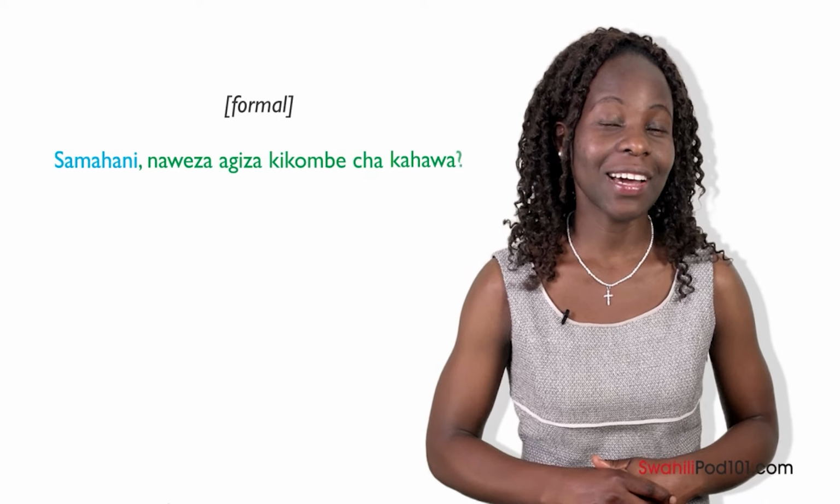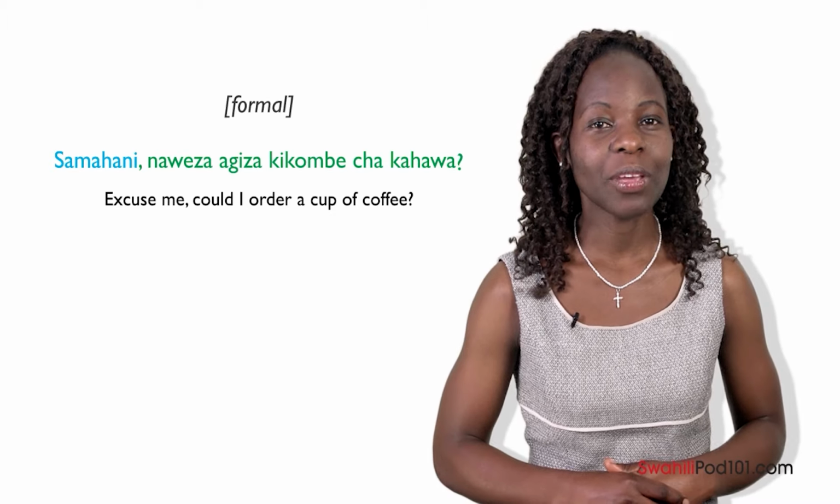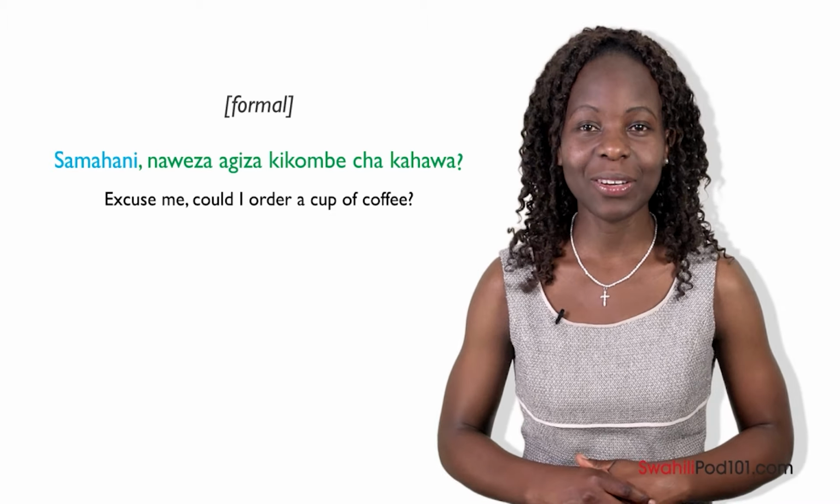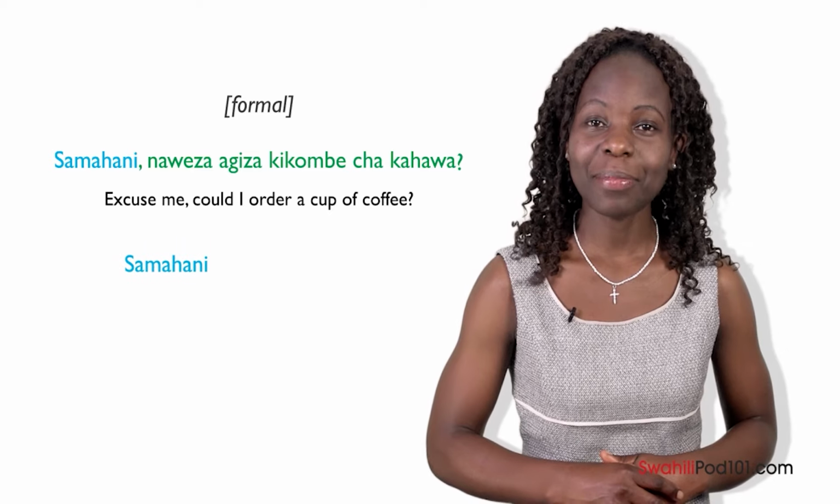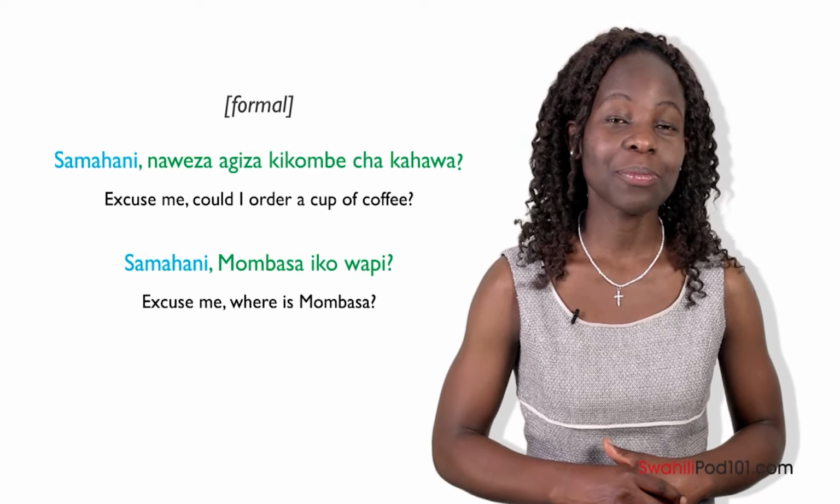We should use samahani in formal situations, such as when we are ordering something in bars or restaurants. For example, samahani, naweza agiza kikombe cha kahawa? Excuse me, could I order a cup of coffee? We can also use it when asking a question. For example, samahani, Mombasa iko wapi? Excuse me, where is Mombasa? Sometimes, we also hear people say just samahani because it can also be used to draw someone's attention.